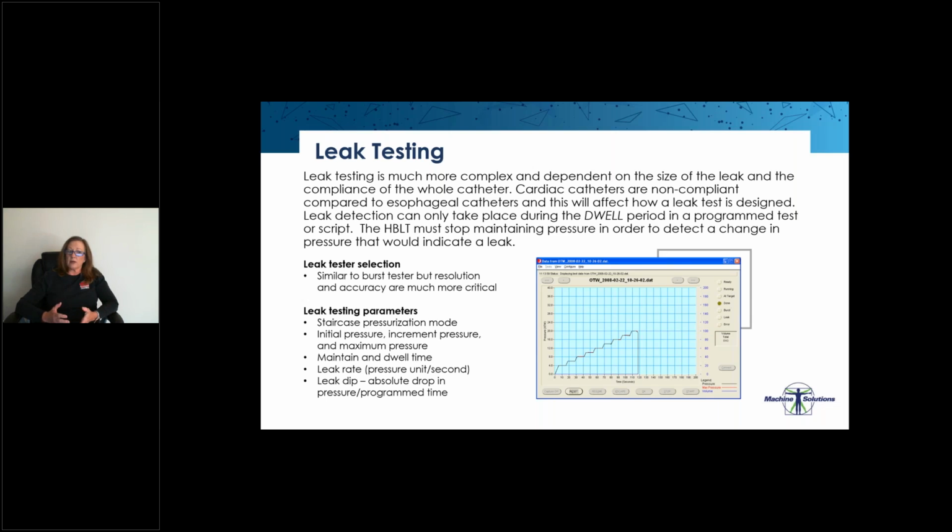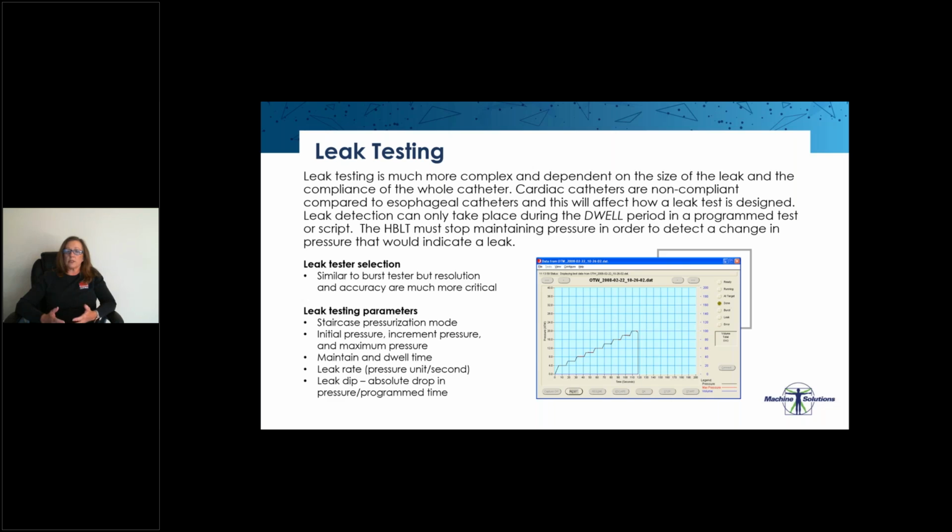When we're selecting our leak tester, we want to consider similar things to our selection of a burst tester, but the resolution and accuracy are much more critical to leak testing. Leak testing parameters include what pressurization mode we are going to use. Typically, a leak test is done in a staircase pressurization mode, where we need to indicate an initial pressure, an increment pressure, and a maximum pressure.